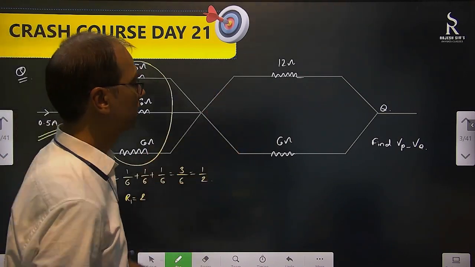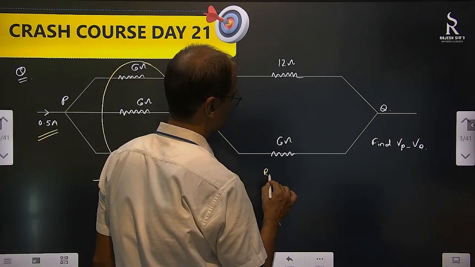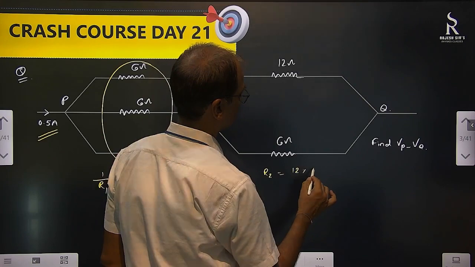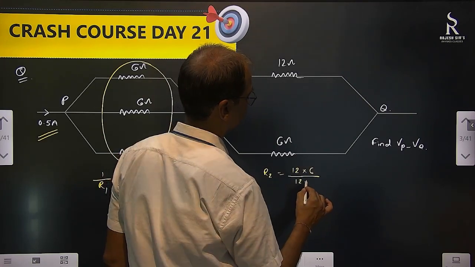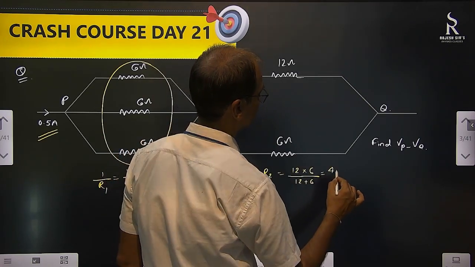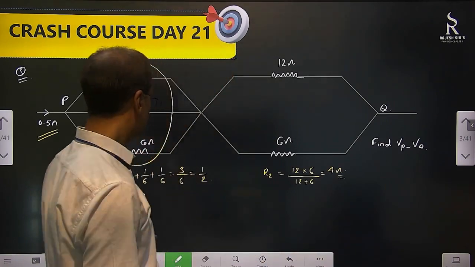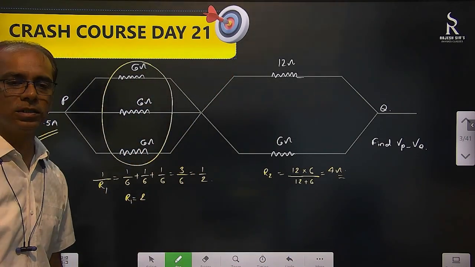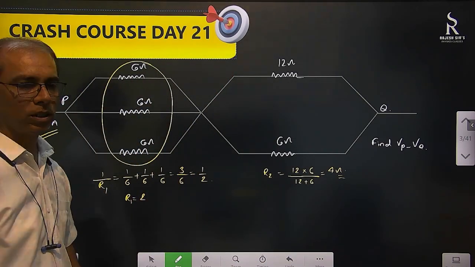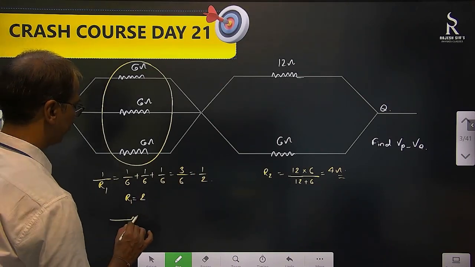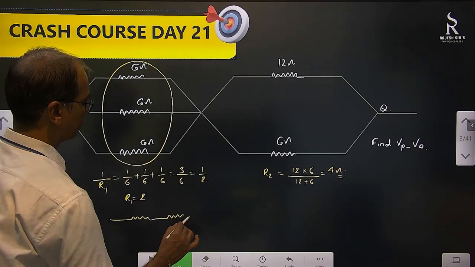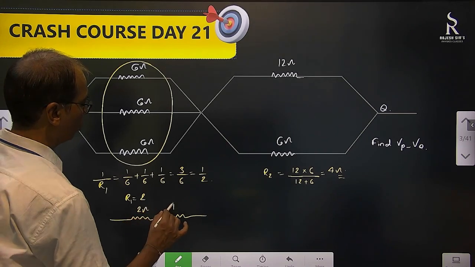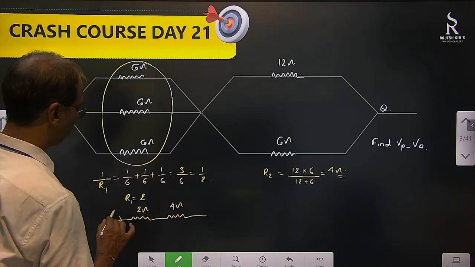Now 12 and 6 are parallel, so this we can easily find. 12 into 6 by 12 plus 6, answer is 4. So this is 2, this is 4. Net resistance is 2 plus 4, 6. 2 ohm, 4 ohm, 6 ohm. And here is 0.5 ampere current.